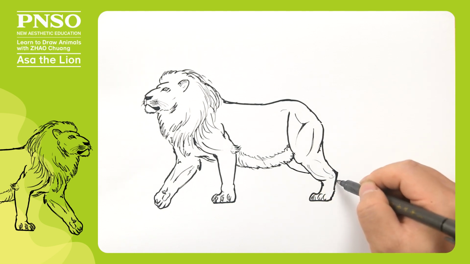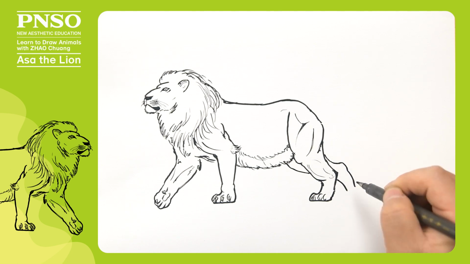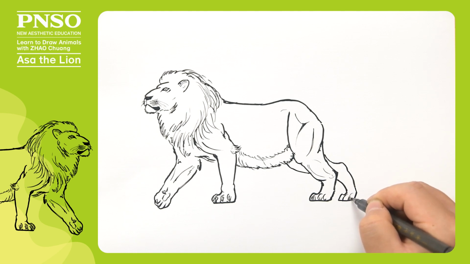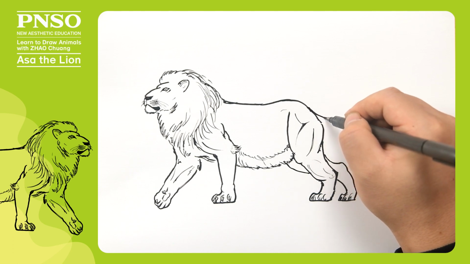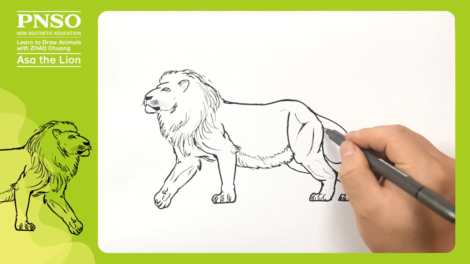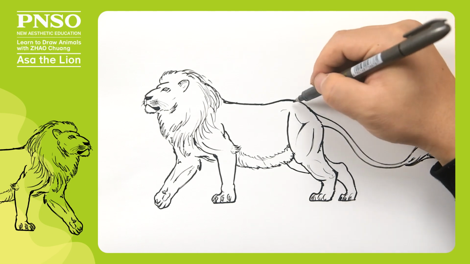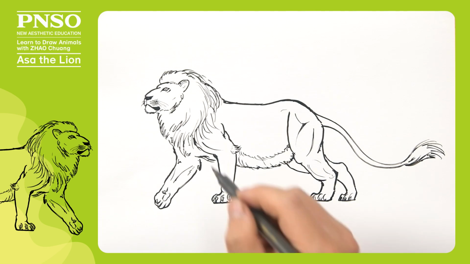For another leg, let's draw it a movement of pushing off the ground. We can make its heels more obvious. The lion's tail is very long and there is a tuft at the end. Good, like this, we've finished drawing this lion.